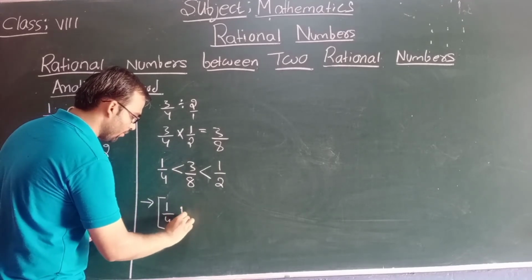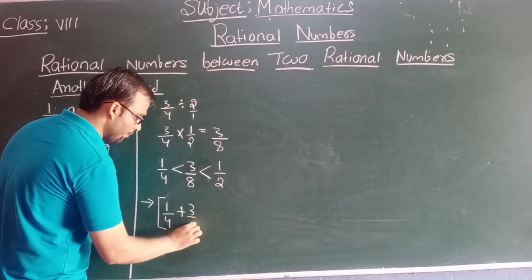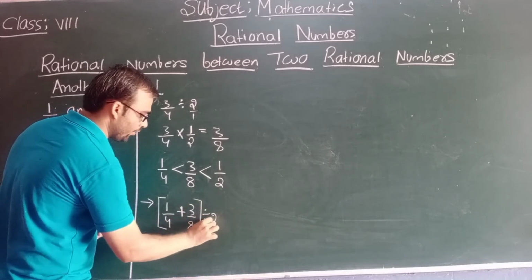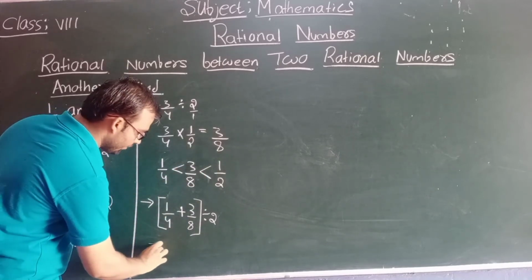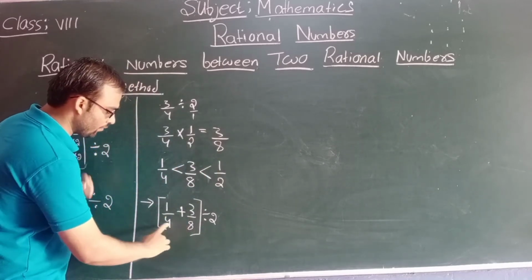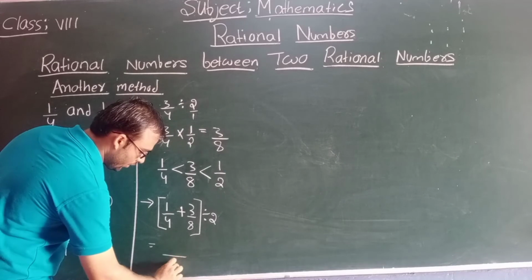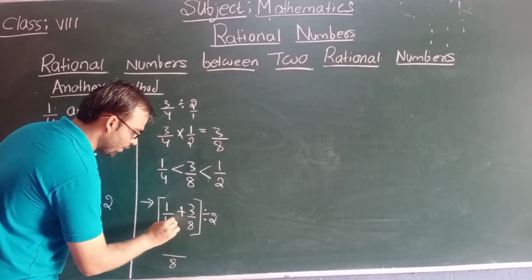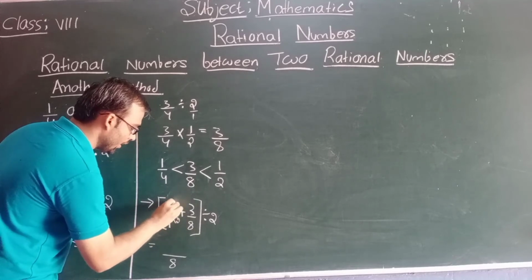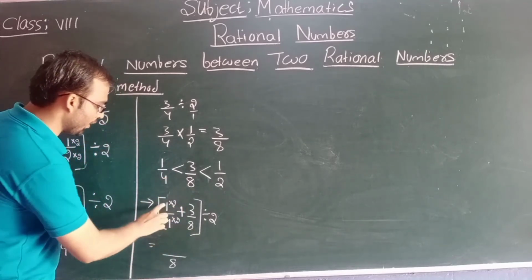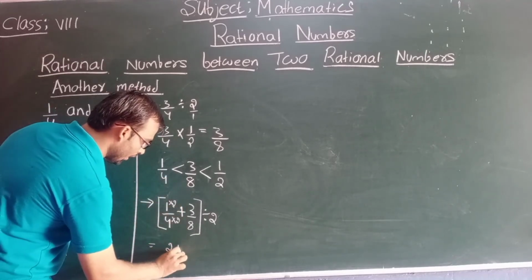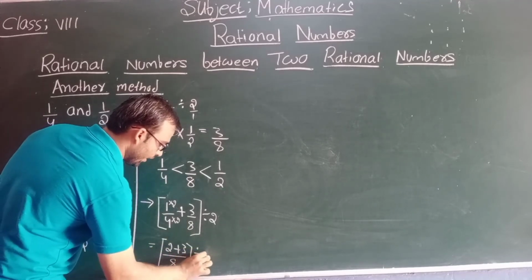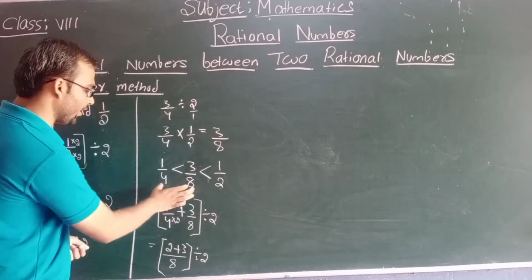1 by 2 plus 3 by 8. Now we will divide it by 2. The LCM of 4 and 8 is 8 only. To make it 8, what do we need to do? Multiply by 2, and here also multiply by 2. So 1 twos are 2, and 3 is here. Divided by 2, because we are taking the mean of these two numbers.